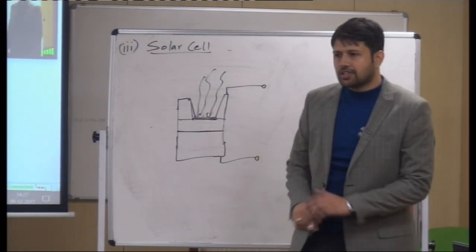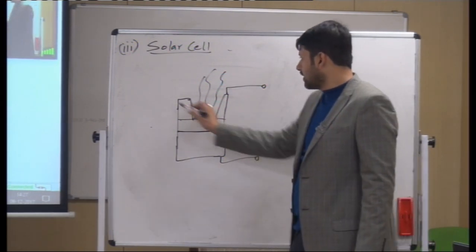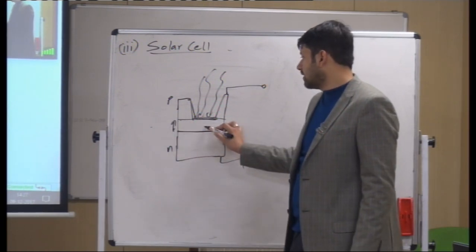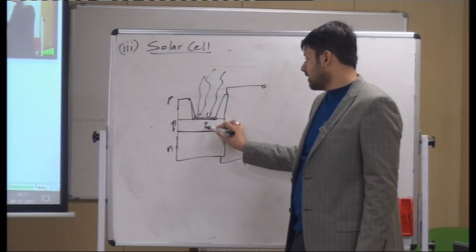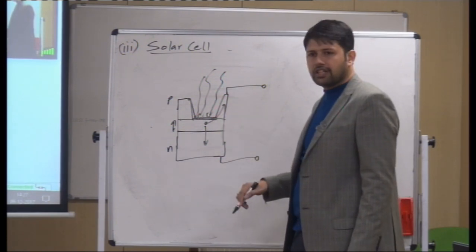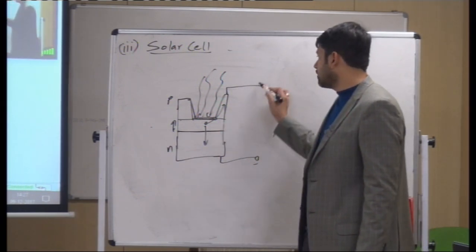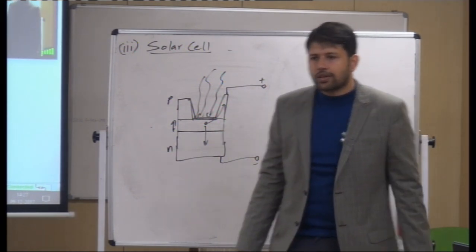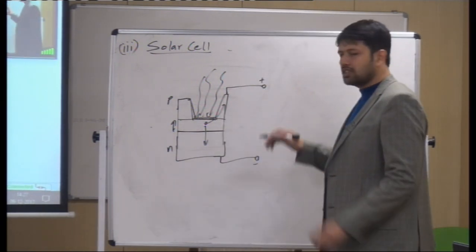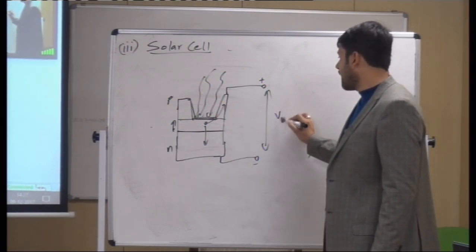What happens? Because of sunlight, electron hole pairs are formed. Let's say this is the P region and this is N, so the barrier field would be something like this. Electron hole pairs are formed and instantly separated. The hole goes like this. The electrons gather here, the holes gather here. This separation procedure continues till the voltage here is equal to the barrier voltage.